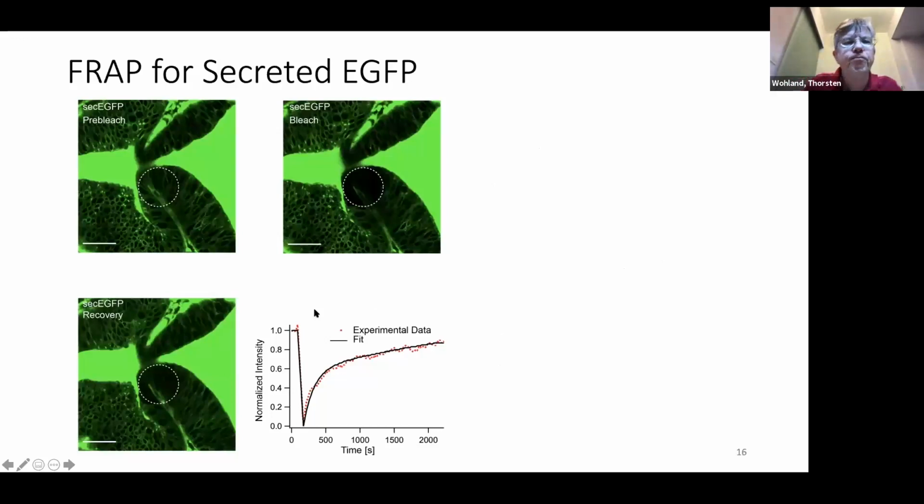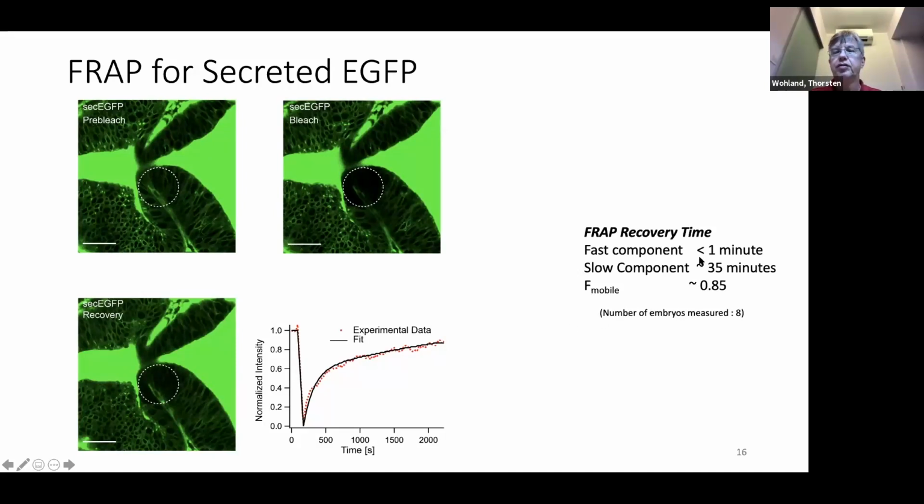Okay, so that doesn't help us at all, because that means we still have to explain this factor 50 of difference which we see between FCS and FRAP. So let's take a look at FRAP of secreted EGFP. That's EGFP that just diffuses outside, right? So if I take a look at the recovery, I can more or less fit this as well, or I estimate at least the diffusion coefficients.